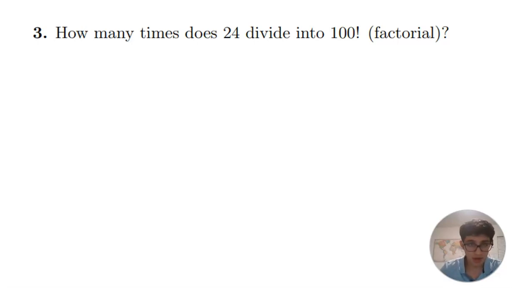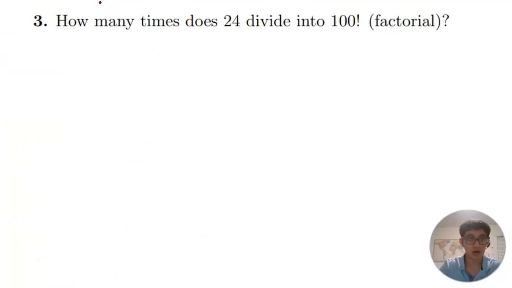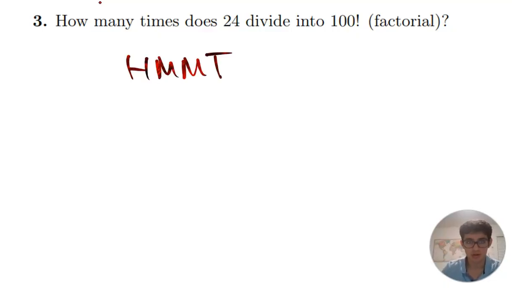All right, and here we have another HMMT question. Sorry about that. We're asked to find how many times 24 divides into 100 factorial. This is from the HMMT. I don't know which year, but it's not very recent, so it's a little old. Okay, how do we do this?